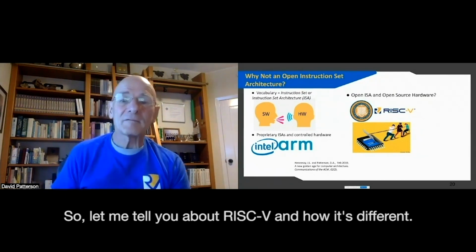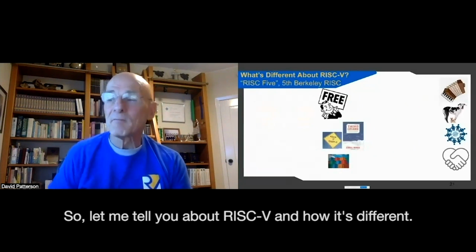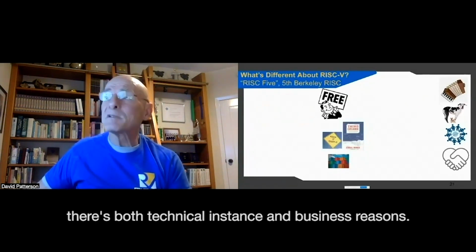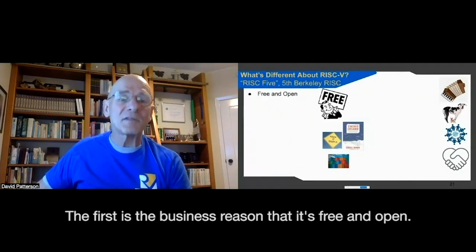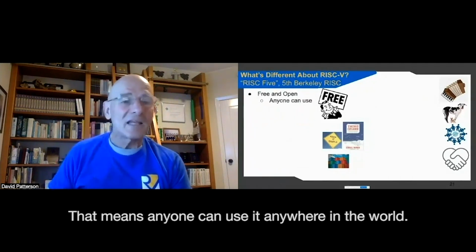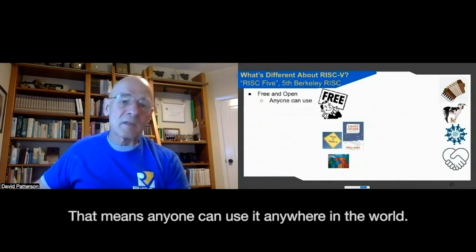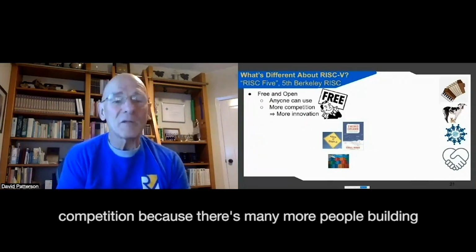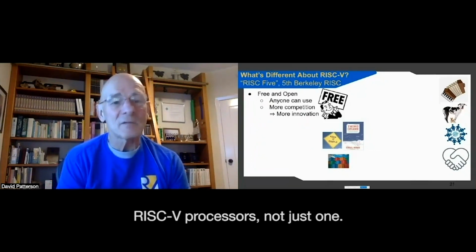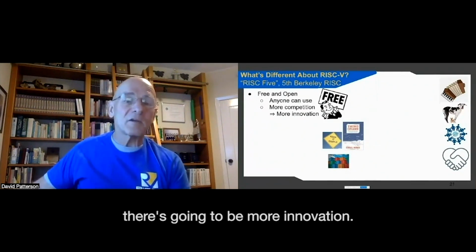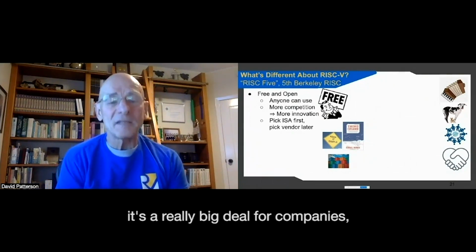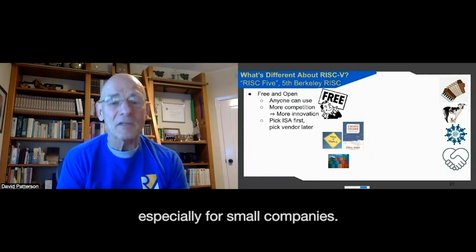So let me tell you about RISC-V and why it's a different architecture, which has both technical reasons and business reasons. The first is the business reason: it's free and open. That means anyone can use it anywhere in the world. And so what I think this is going to mean is a lot more competition, because there are many more people building RISC-V processors, not just one. And I think more competition means more innovation.